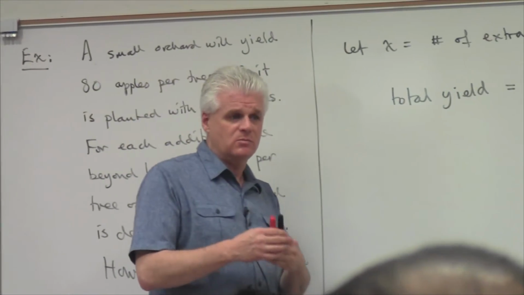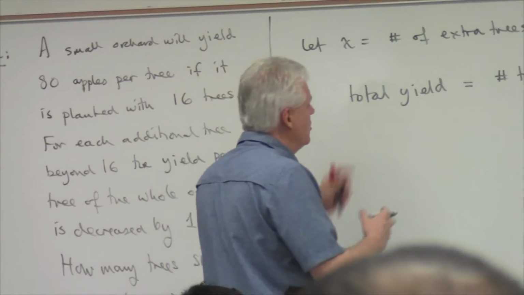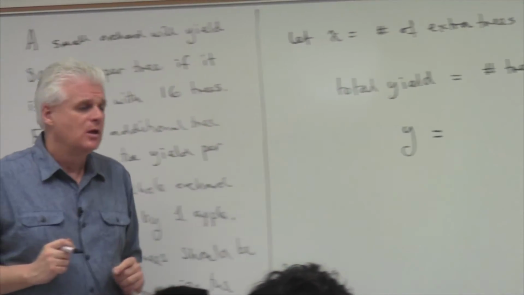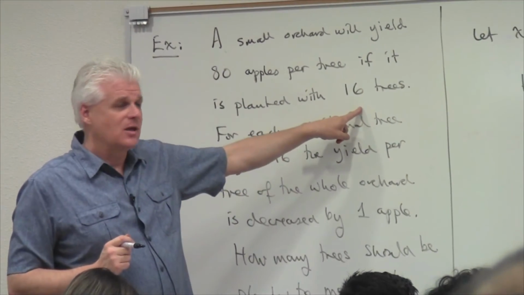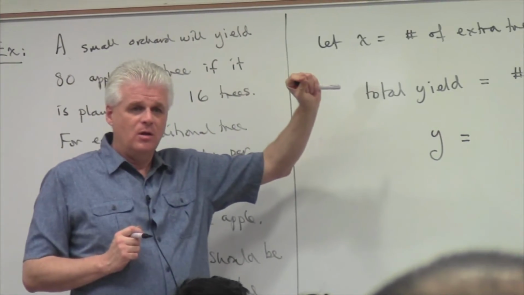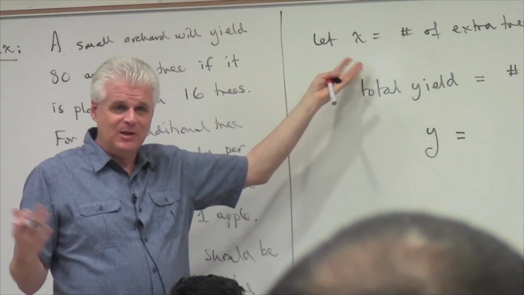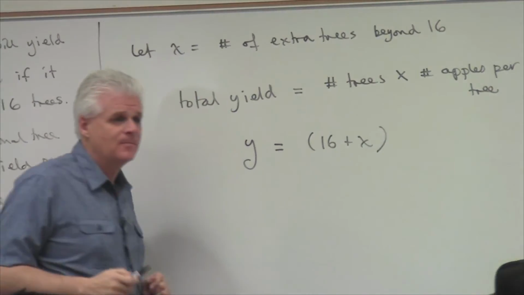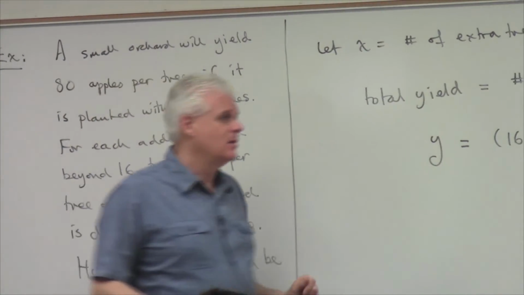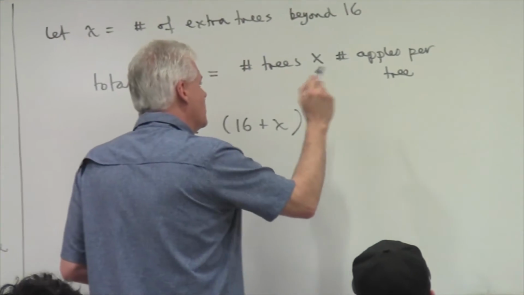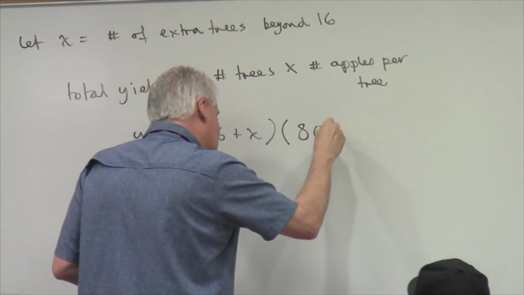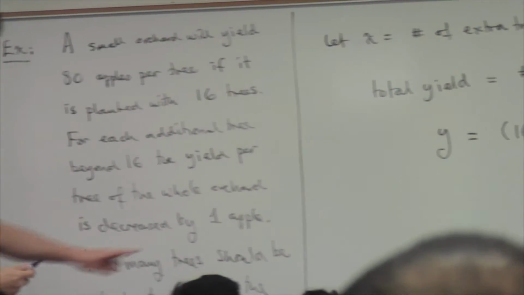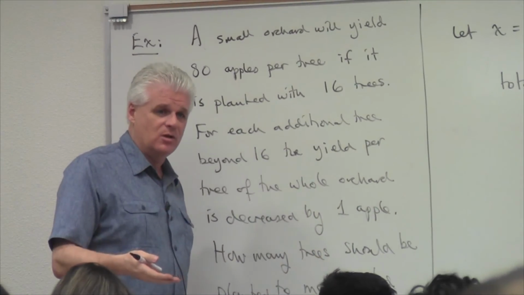Let's now convert this into symbols. So I'm going to call this yield. I'll call it y. Y for yield. Y is the number of trees. Now, we had 16 trees, and we're going to add to them how many more? x. That's a variable. We don't know exactly how many that's going to end up being, but we'll call it x. So it's 16 plus x. That's the number of trees we're planting. And then that's multiplied by the number of apples per tree. Well, it was 80, but we have to reduce that yield by 1 apple. Is that what it said? Yeah, 1 apple for every tree extra.